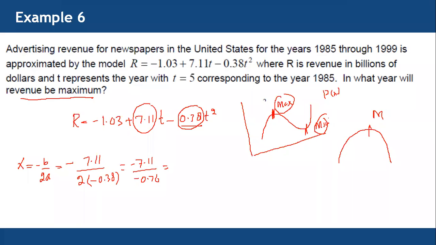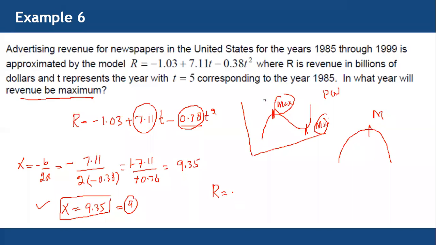And when you divide 7.11 by 0.76, it equals 9.35 something. Negative cancels with negative, giving plus. So x is equal to 9.35. Let's suppose we take this as 9. So how can we find the maximum revenue? These are the number of units. So now put it in the revenue function.